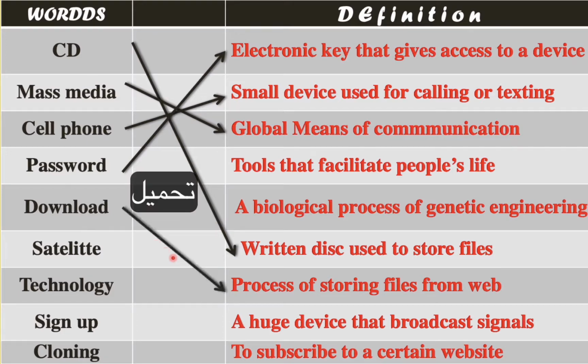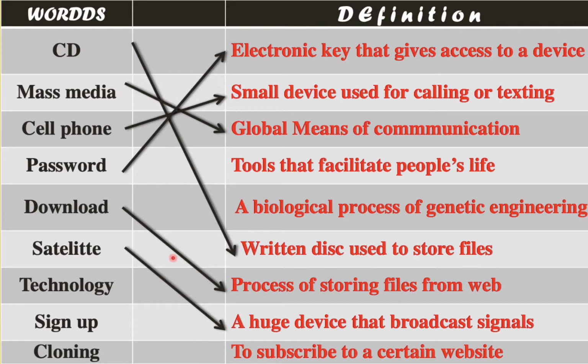Download. So we have a process of storing files from the web. Okay, so we try to store something from the web. So this is what we mean by download. Satellite. Good. It is a huge device that broadcasts signals.